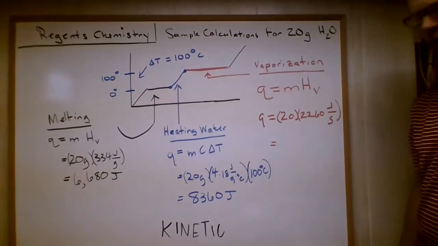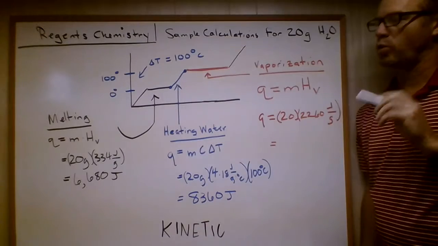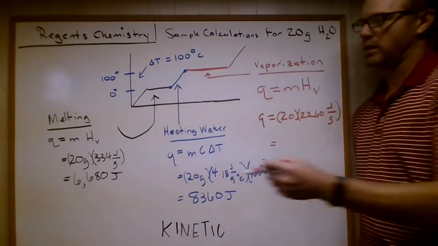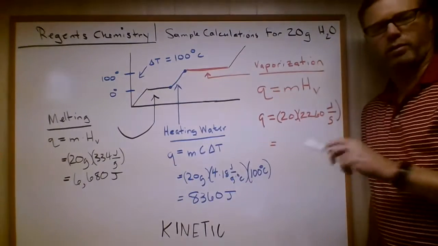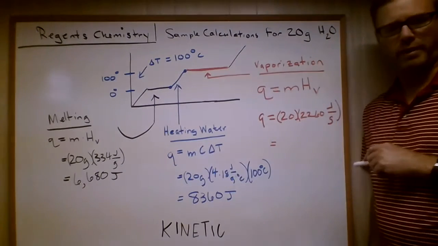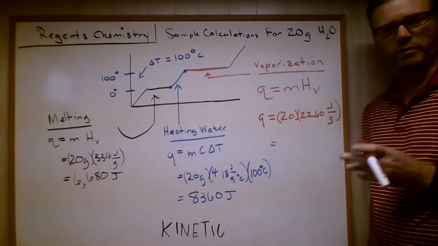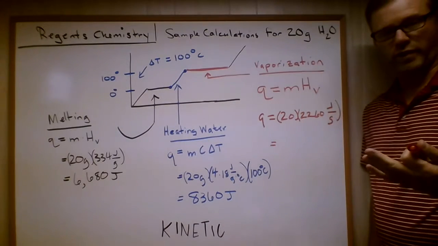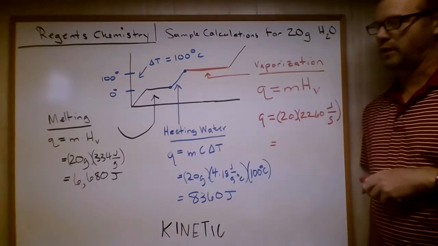Okay, let's do some sample calculations for 20 grams of water starting out as ice. It's going to melt. We're going to heat it up all the way to the boiling point, and then we're going to make it evaporate. So the three formulas are all found on the reference tables. The three constants are all found on the reference tables: heat of fusion, specific heat, heat of vaporization.